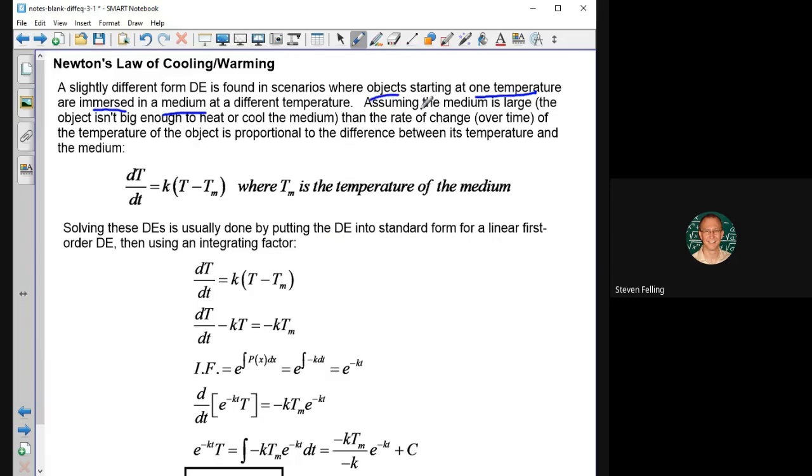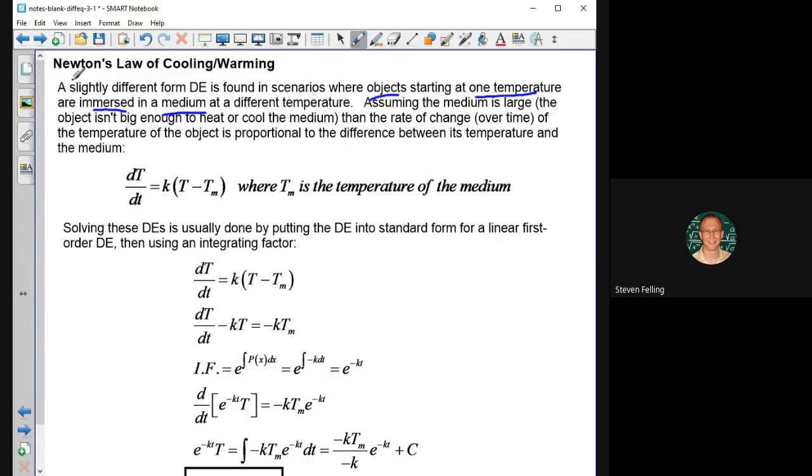Okay, so you have to make the assumption that the medium is large. It acts as what we call a heat sink, which means that it can either absorb or give off an infinite amount of heat energy without itself changing temperature. So imagine that you immersed an object in a vat of oil, and that oil is so large that even if there's a temperature differential, whatever you put in is not going to either heat or cool the oil. It'll be a negligible amount, but the object itself will change temperature. So if that's true, then you can model this with this equation.